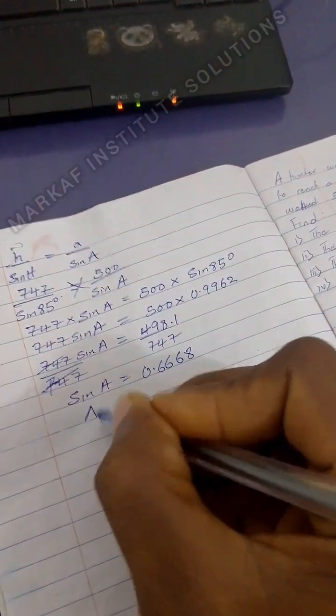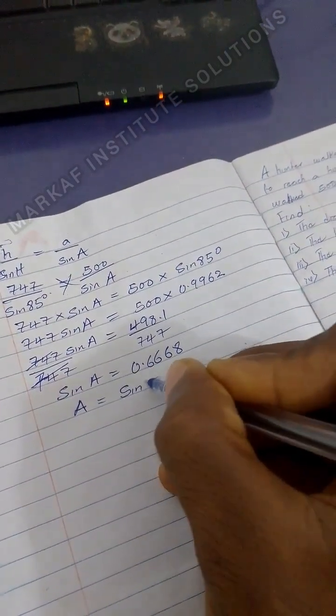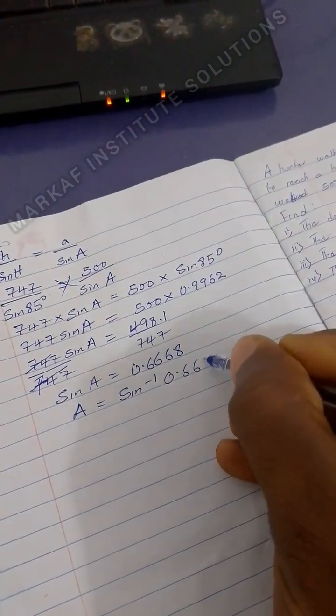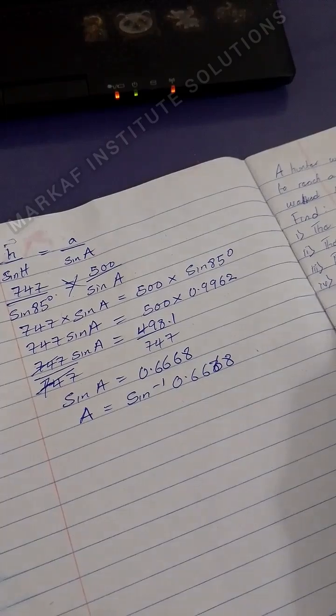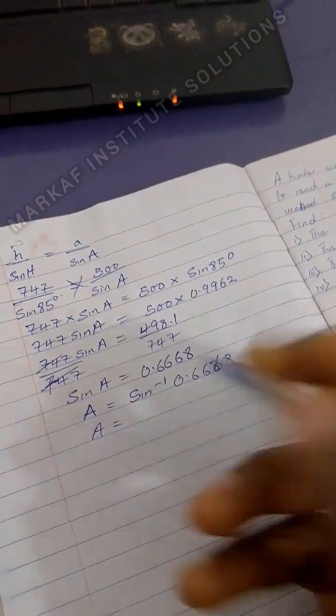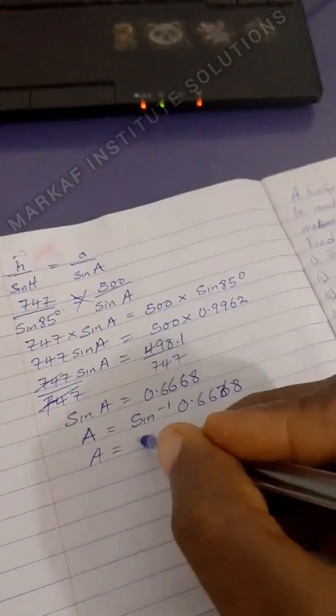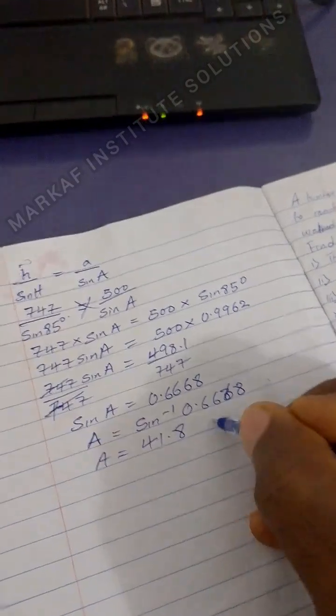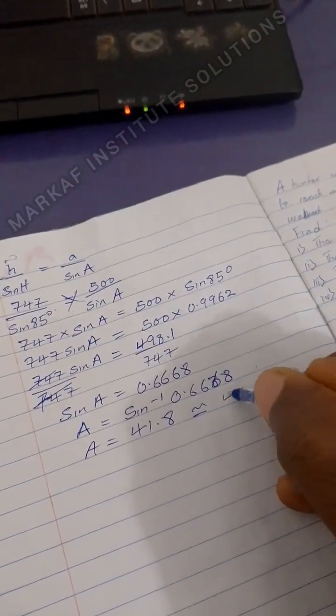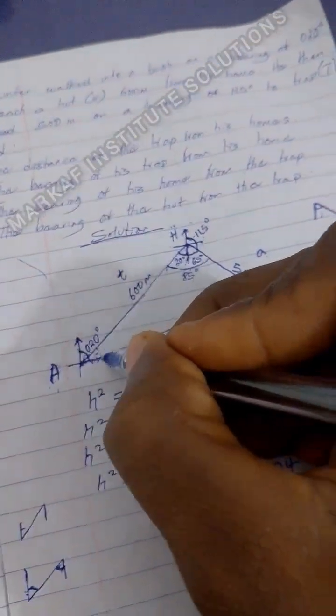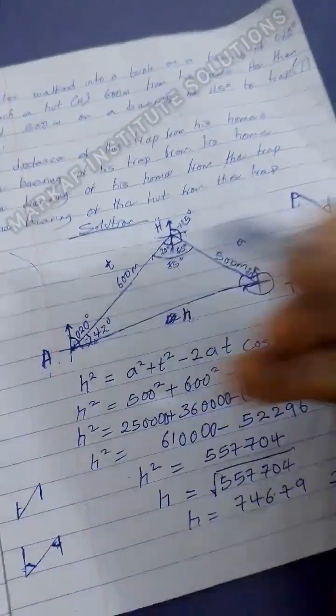But what we are actually looking for is the angle A. So to get our A, we say A equals what? Arc sine 0.6668. Then our A will now equal 41.8, which is approximately 42 degrees. So now we get our A, which means this particular angle here is 42 degrees.